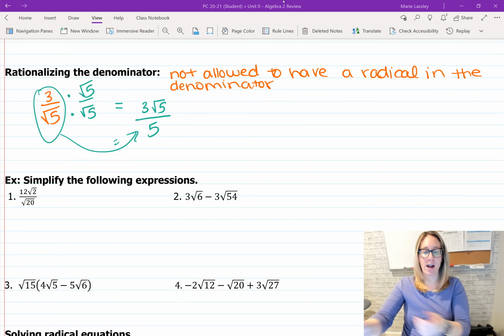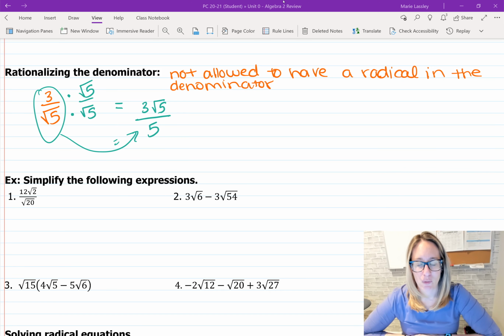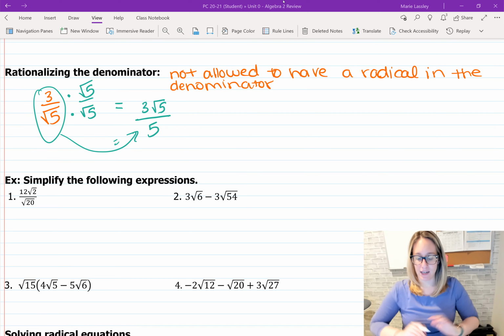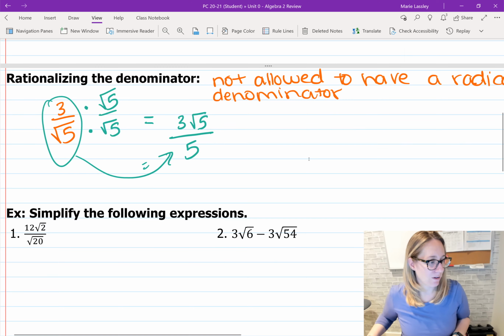So those are all of your kind of major rules for radicals, sorry, all the R's. Okay, so now we're just gonna go through a couple examples and then we'll be done with this video. All right, so we have simplifying the following expression. So I'm gonna zoom in a little bit. There we go.